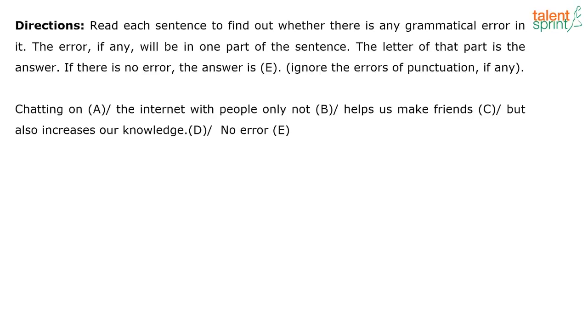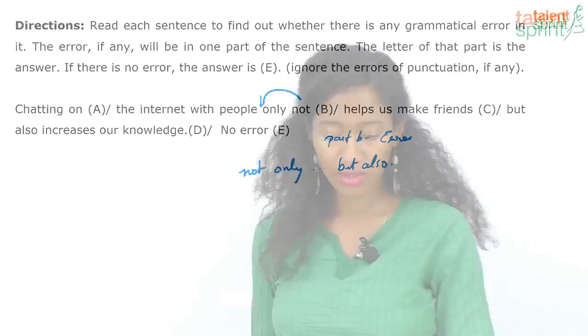This is an easy one because as soon as you read it, you can figure out which part is sounding awkward. All I have to do is bring this not before only. Not only helps us make friends, but also. We know the construction, not only but also. Pretty easy, this one is not difficult at all. Part B is where the error is. I just interchange not and bring it before only to maintain the correlative conjunction, not only but also. Chatting on the internet with people not only helps us make friends, but also increases our knowledge. So the errors that we've looked at so far pertain to word order.